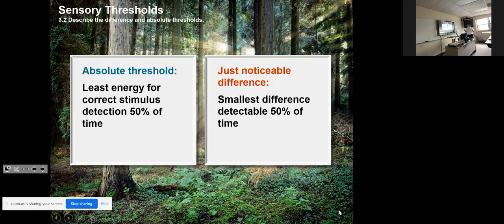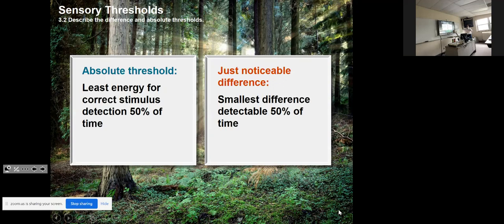Okay. So what just noticeable difference is referring to is how much change needs to occur before the person can detect that change is occurring. And maybe some of you have done that with your parents or your siblings or your friends, where maybe you're turning up the radio a little bit louder because you want to hear it, but you don't want them to know that you're turning it up. That would be an example of just noticeable difference. If they were able to detect that you were changing the level of that volume, then they were engaged in JND, or just noticeable difference.